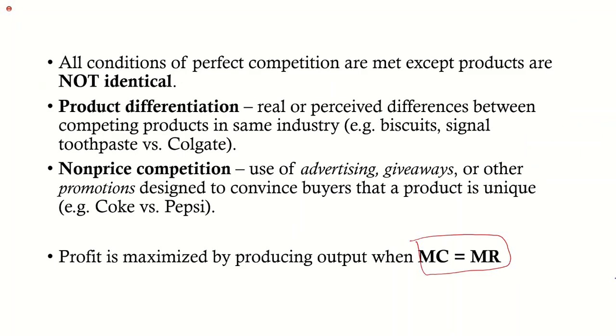Any examples? Here I have listed a few, like biscuits, where you have lots of substitutes, jam, cordial, toothpastes. They basically focus on product differentiation, providing better service, and different types of non-price competition. Giveaways like buy one get one free, offers, promotions, and so on.